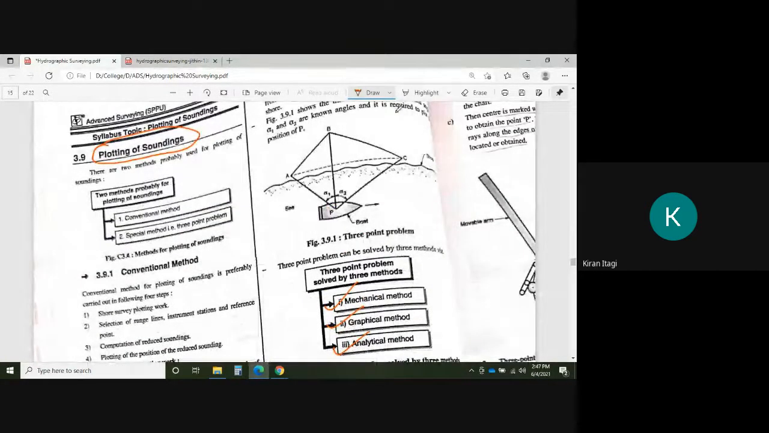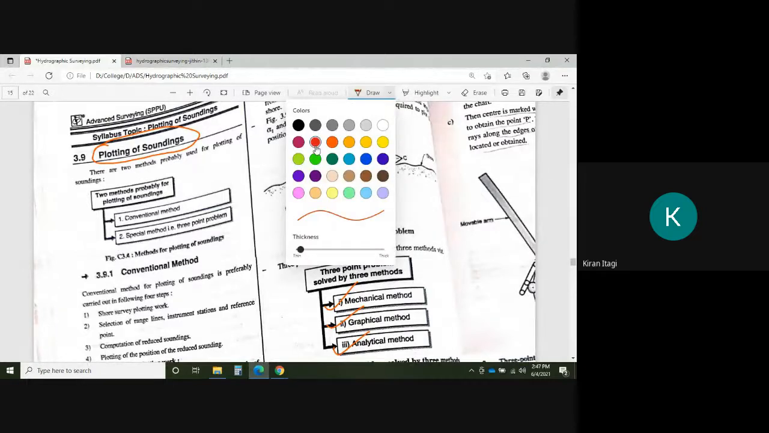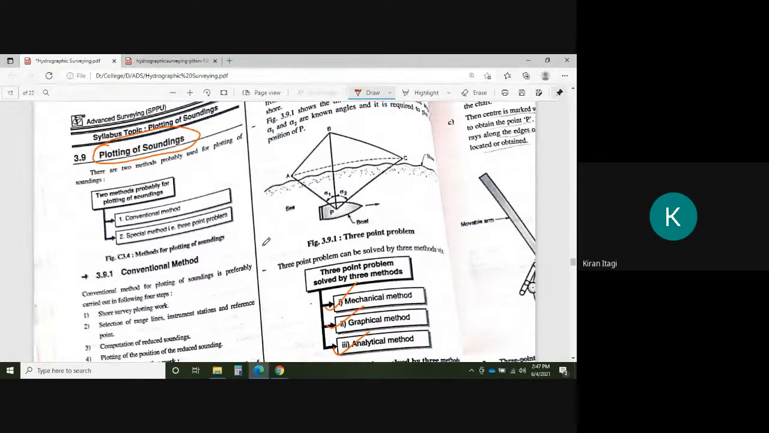So, plotting of sounding. For example, to understand you better, I will take plane table surveying. What you do is take one sheet. Here I have A, B, C stations. You will plot them in your drawing sheet in plane table surveying. Similarly, we can plot the sounding in our sheet. How will we do it? We have different methods to determine the plotting of soundings. One is the conventional method, another one is a special method. Special method is nothing but the 3-point problem.